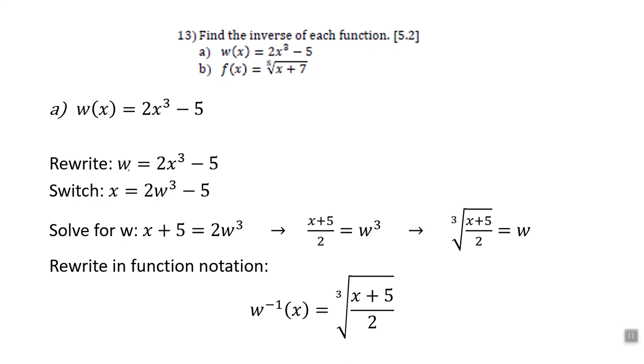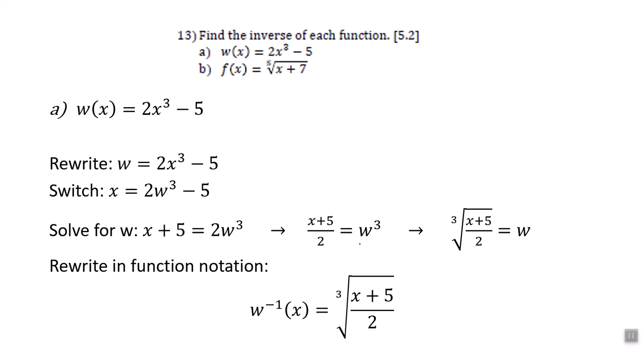Because the w and x do not represent anything in particular, the inverse property all it does is switch the variables. So that's exactly what we do. What was a w becomes an x. What was an x becomes a w. And now we solve for w. So in order to solve for w, let's add 5 to both sides. We'll get x plus 5 equals 2w cubed. Next step, we're going to divide both sides by 2. We'll get x plus 5 over 2 is w cubed.